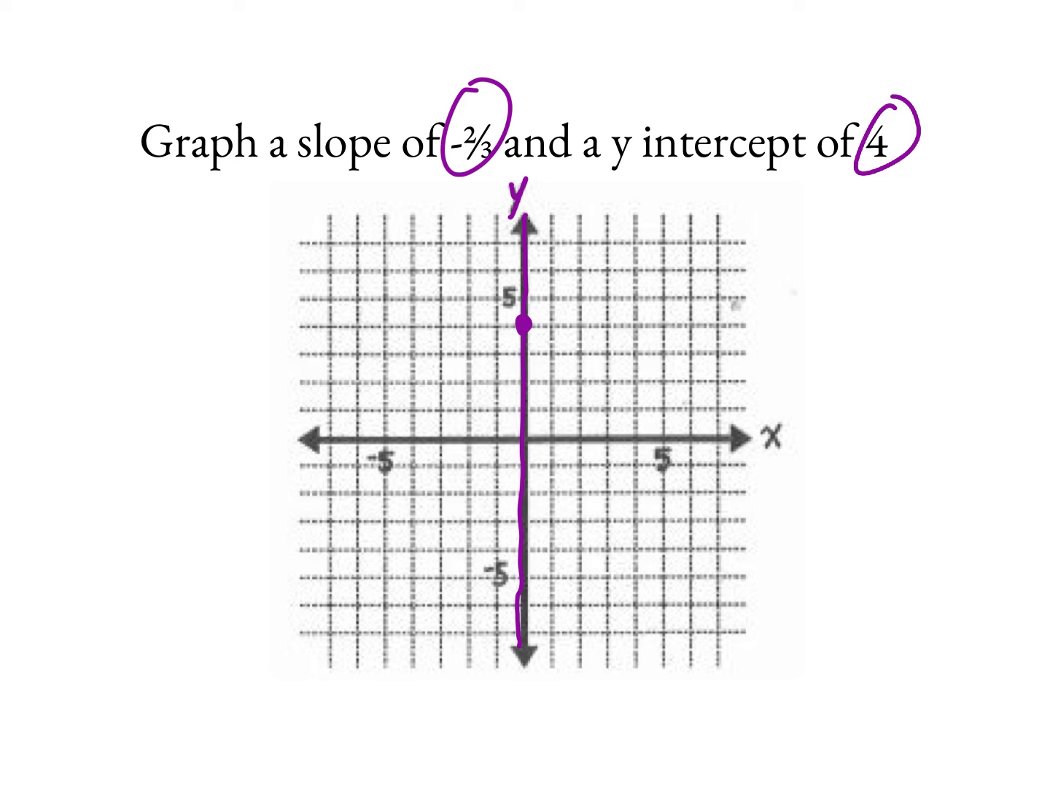And I'm going to start at my 4, and I'm going to go down 2 over 3 because my rise says -2 and my run says 3. Down 2, 1, 2 over 3. 1, 2, 3. I can do it again. Down 2 over 3. Okay, and connect those with a line.